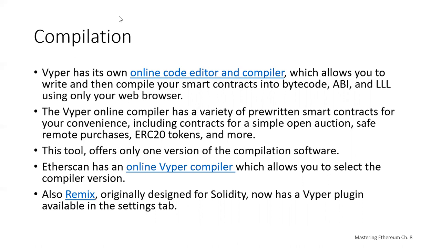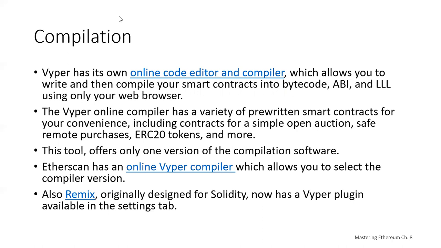The tool offers only one version of the compilation software. It's updated regularly. Etherscan has an online Vyper compiler, which allows you to select the compiler version. And Remix does have a Vyper plugin available in the settings tab if you really prefer to use Remix.